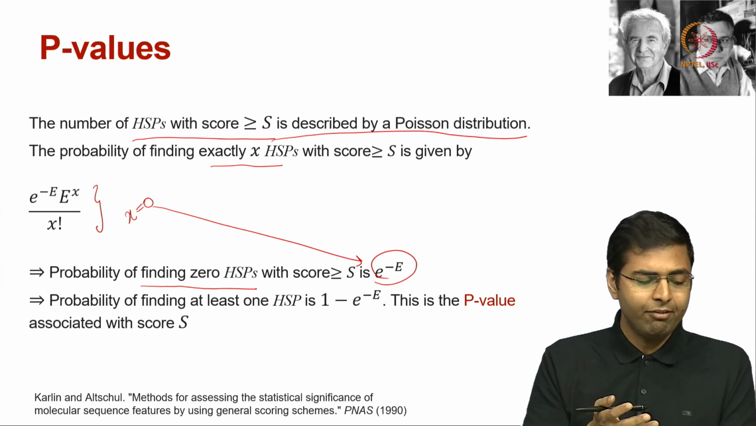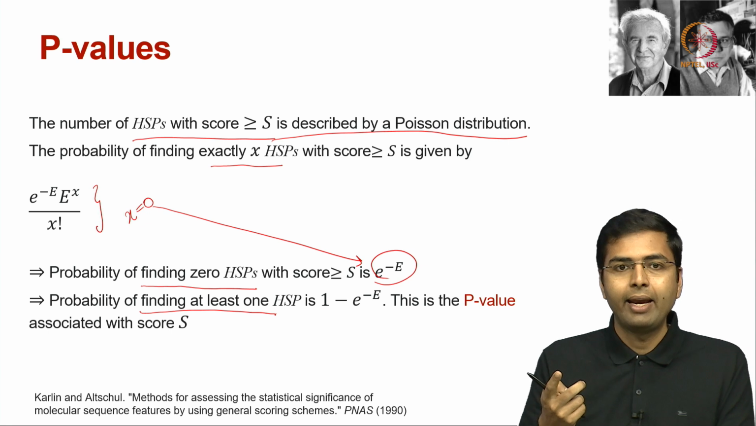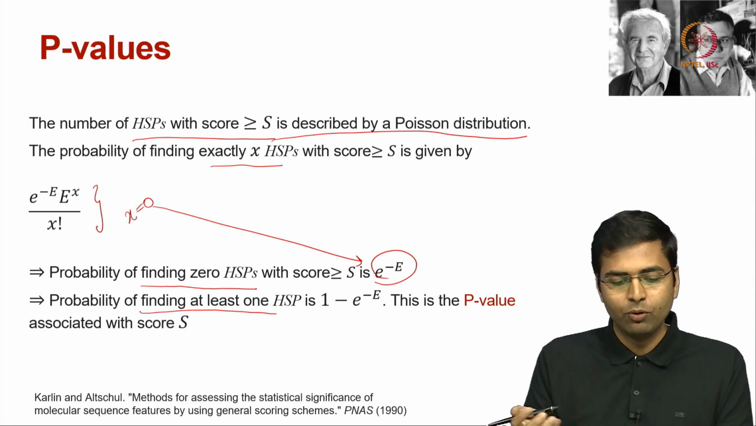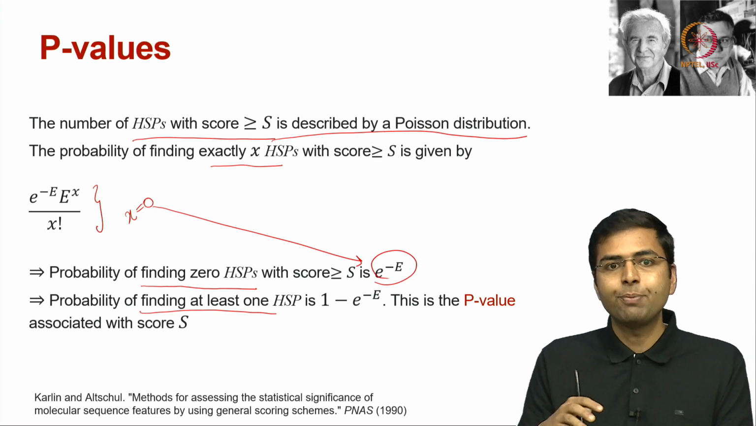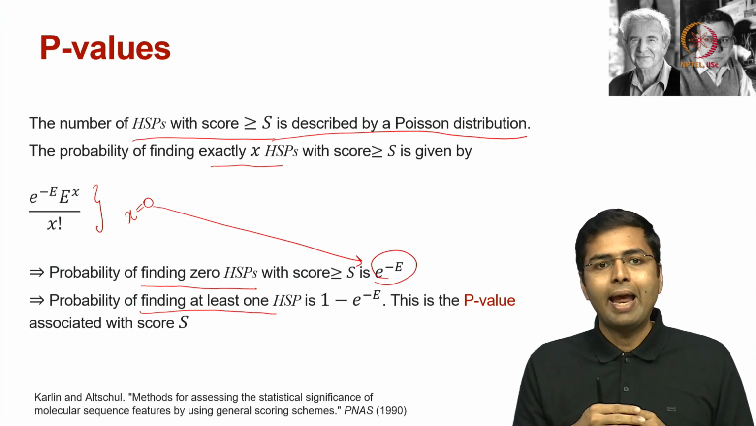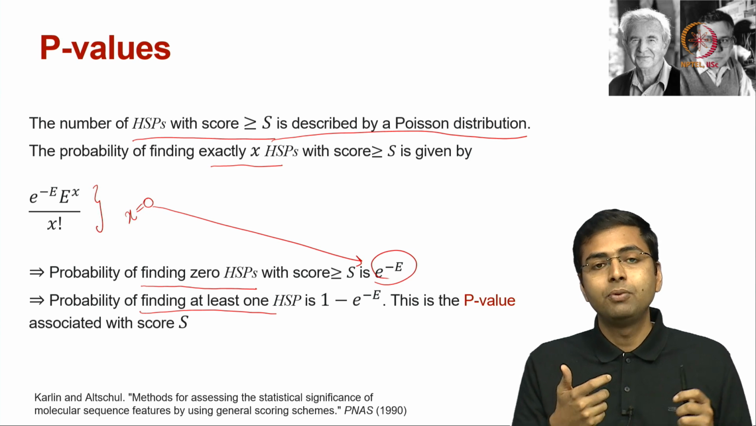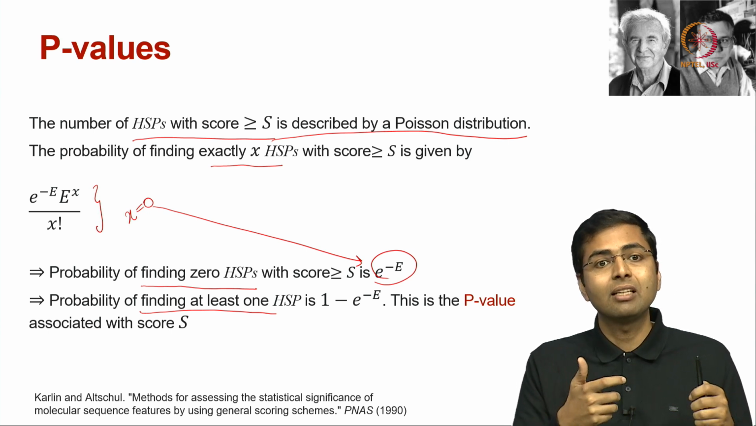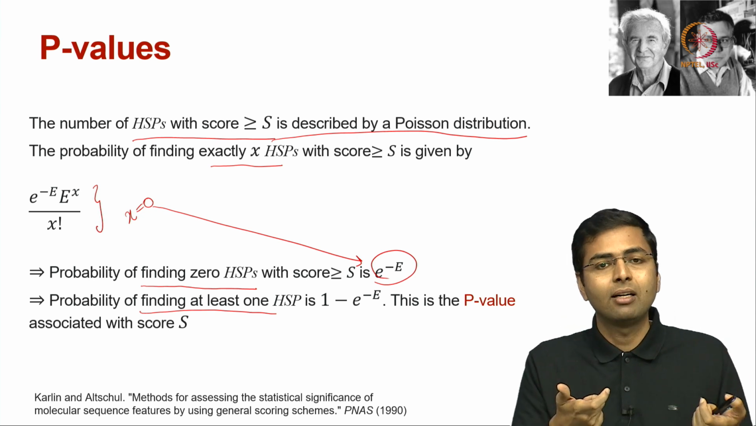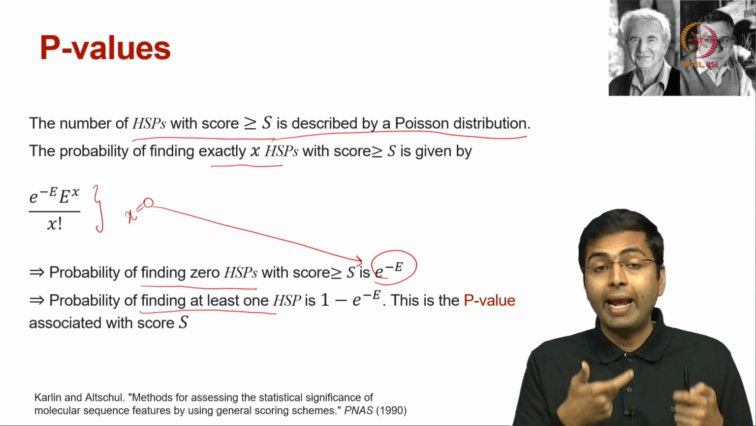And immediately we can observe that the probability of finding at least one HSP is simply 1 minus the same value. So that would be 1 minus e raised to power minus capital E, and this gives us the p value associated with the score S. So the p value gives us the probability of finding at least one alignment that exceeds the observed score S.